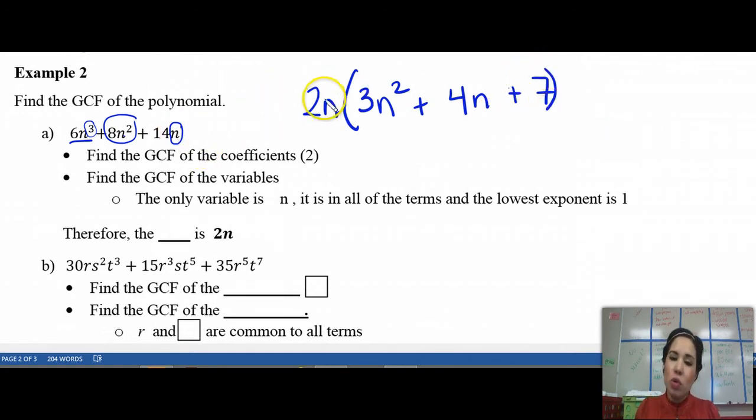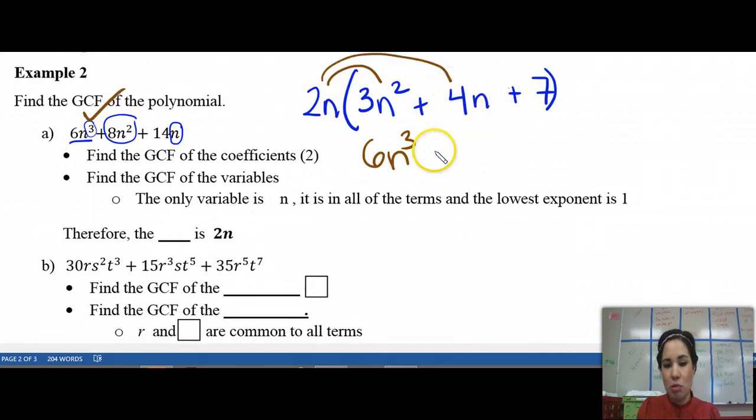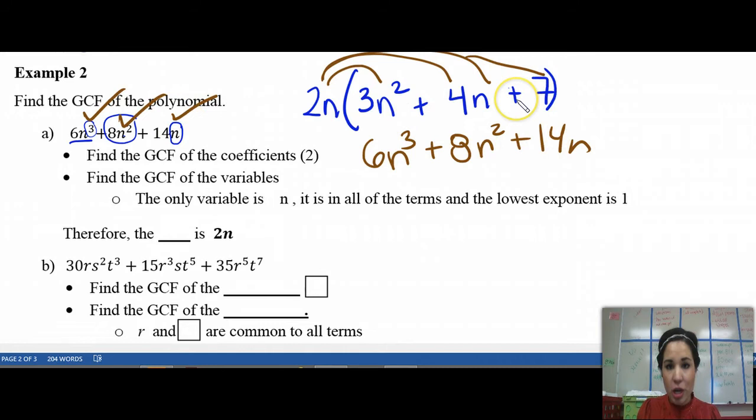Now, the cool thing about this is I can go back and double check my work. If I wasn't too sure if I'd done this right, I could just multiply in. 2n times 3n squared, I know that gives me 6n cubed, I add the exponents. Okay, looks like I did the first one right. Let's do the second one. 2n times 4n gives you 8n squared, and my exponents add. So it looks like I did the second part right. Now let's do the last one. 2n times 7 gives you 14n. So I know for sure that I got the greatest common factor out correctly.